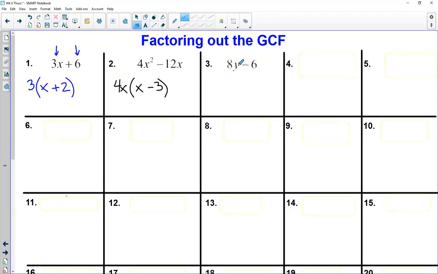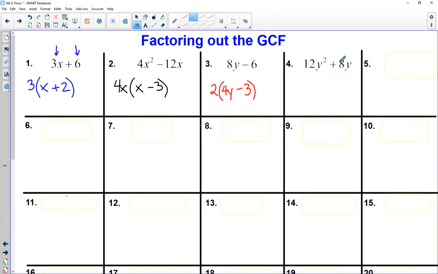Our next one, we have 8y minus 6. Both 8y and negative 6 share in common a 2. So we'll have 2 times 4y will give me 8y. 2 times negative 3 will give me 6, or negative 6.